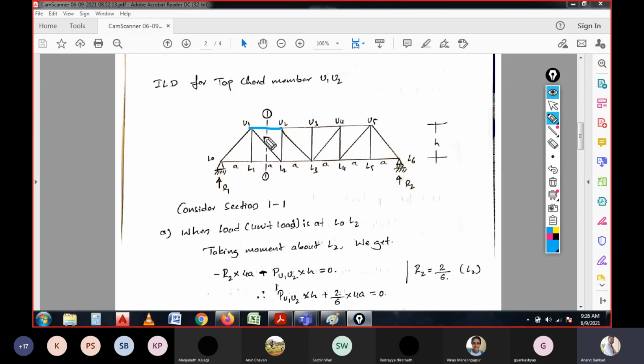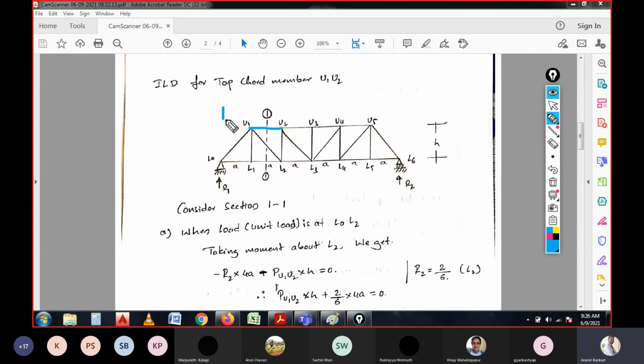But before going to that we need to have a section. We need to consider a section 1-1. Again, if you have any other sections you can note them as 2 and 3 like that. So here U1 and U2 is the member. In this member we need to calculate the force. So for this I am going to consider a section.